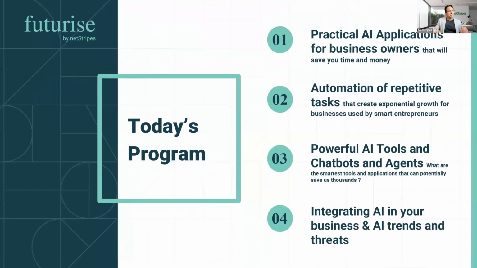So this is what we are going to touch on today. Have a quick squeeze at that. Practical AI applications for business owners that'll save you time and money. Of course, those chatbots will do that. AI agents will do that. What are the repetitive tasks you can automate? And that's about us identifying that. So have a read of this and we'll go through that.